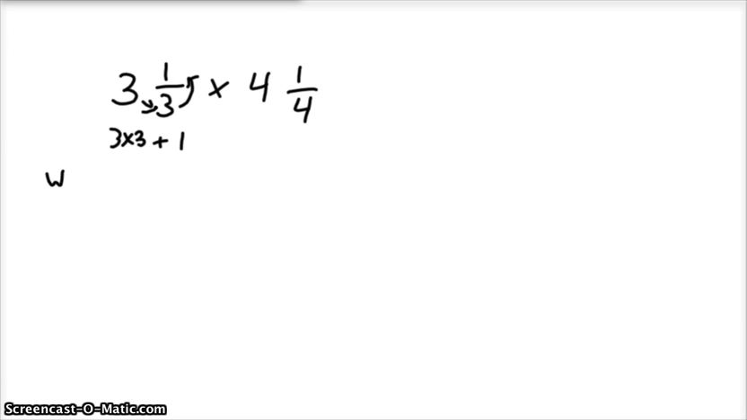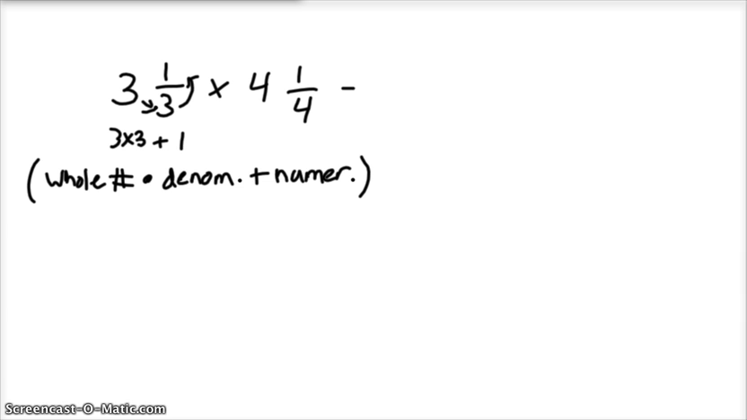Let me write the process. We do the whole number times denominator, so I'm just going to put denom, plus numerator. That's the process. Okay? So let's rewrite our fractions, all of them. So we have 3 times 3 plus 1, which is 10, and you've got to make sure you keep your denominator the same. Then 4 times 4 is 16, plus 1 is 17, and we're still over 4.